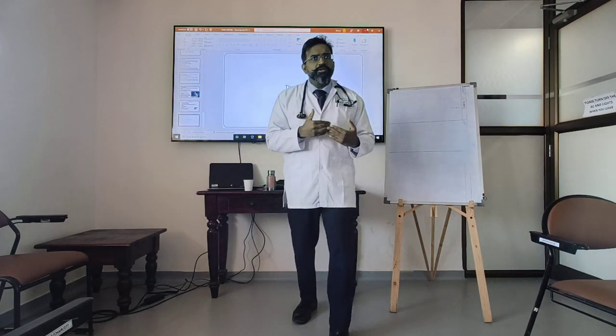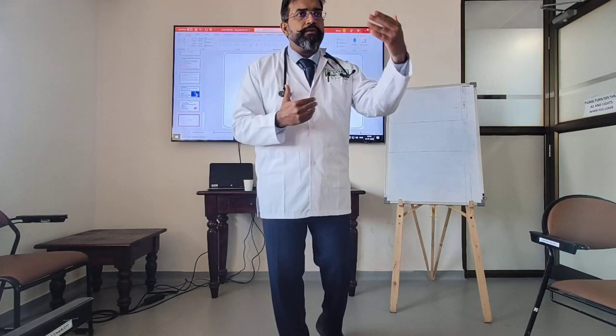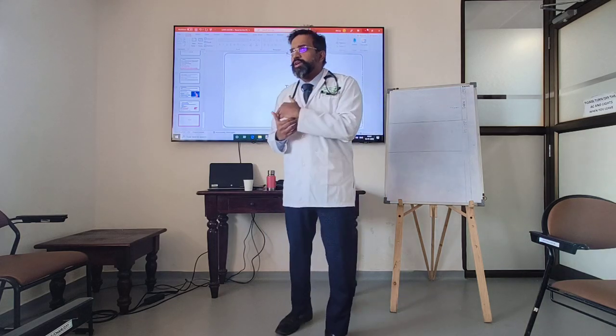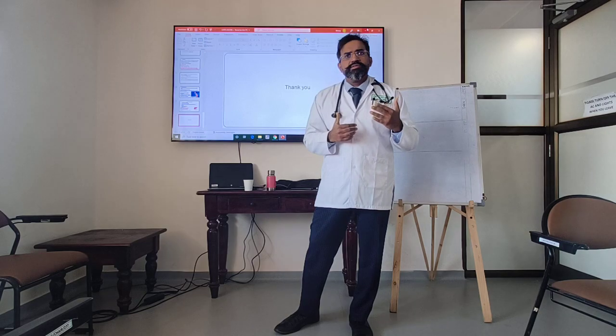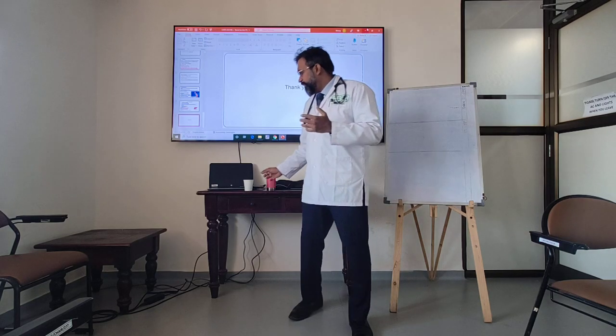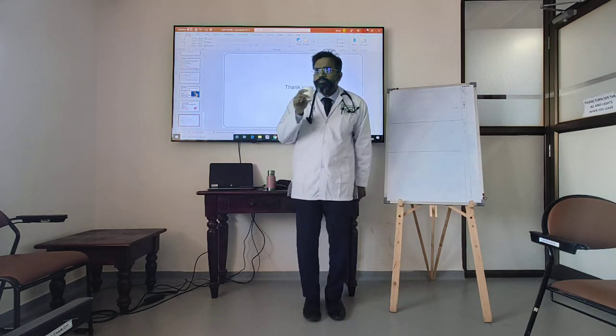Now the dose of metronidazole here is different though. The dose is higher. The dose is not 500 mg TDS. The dose of metronidazole is 750 milligrams TDS. Okay, the dose is 750 milligrams TDS. Right? Clear?